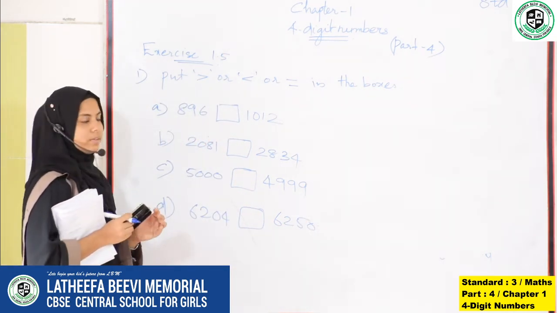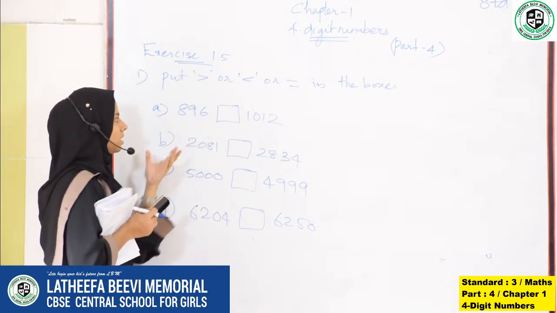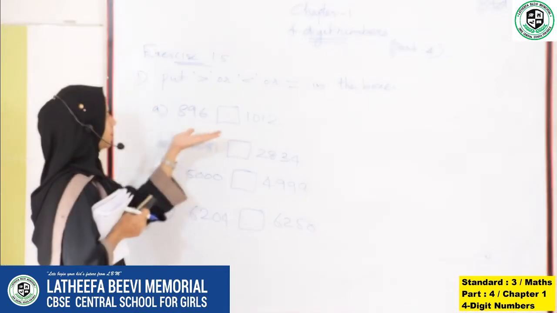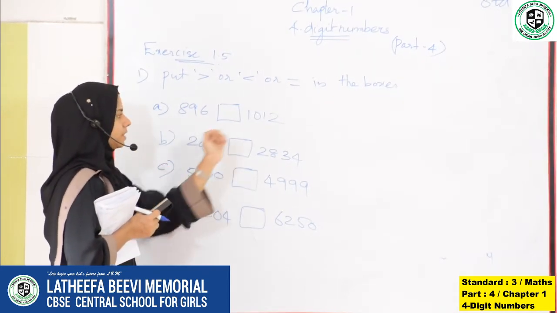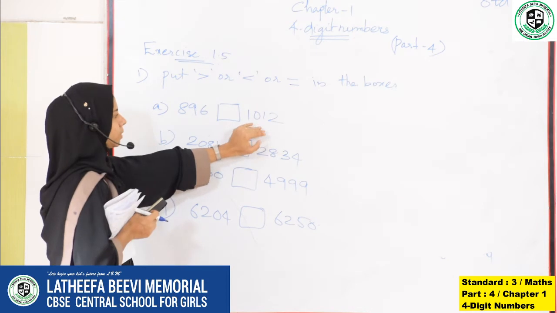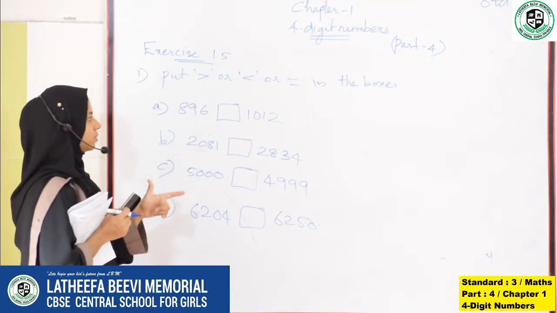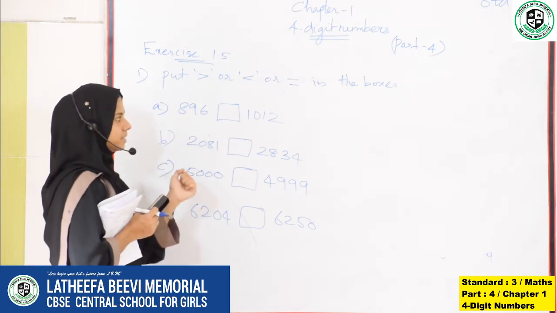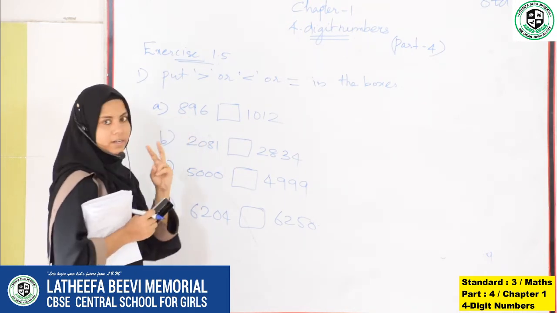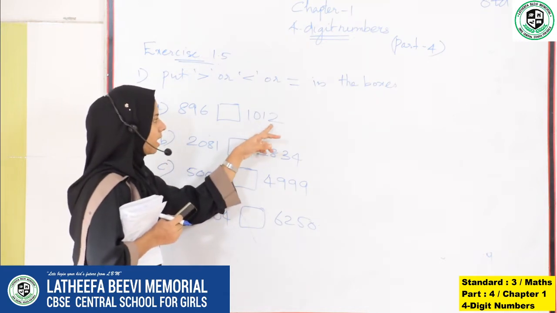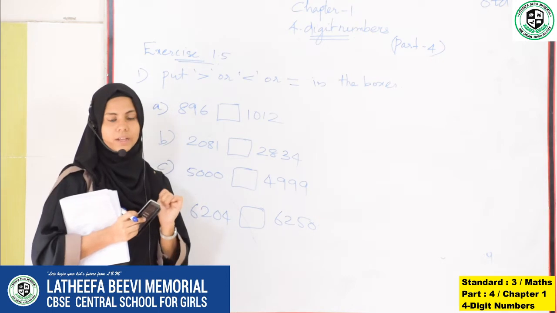Look at the board, there are four questions. Let's check how to compare these numbers. Moving to the first question, the first number is 896 and the second number is 1012. Which one is the greatest number? First we want to check how many digits are there in these numbers. Here 1, 2, 3, 3 digits. Here 1, 2, 3, 4, 4 digits are there. Then how will you compare?